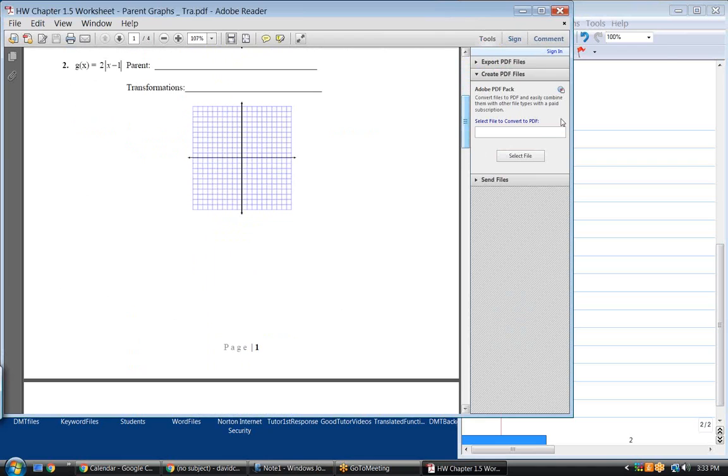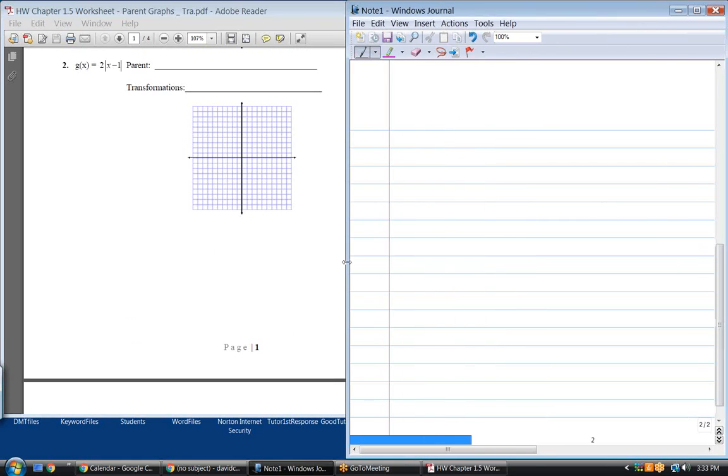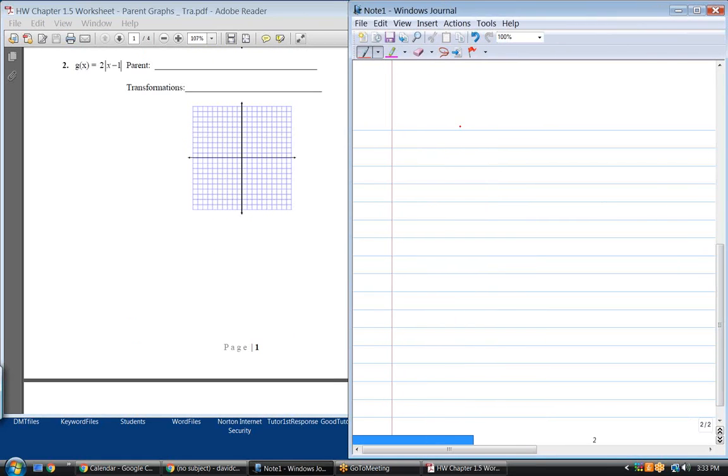Second one, what's the parent function? Well, let's call it y. What's the parent function? How do I actually find the parent function, to be honest? It's right there. In other words, you have only learned like 9 or 10 parent functions.